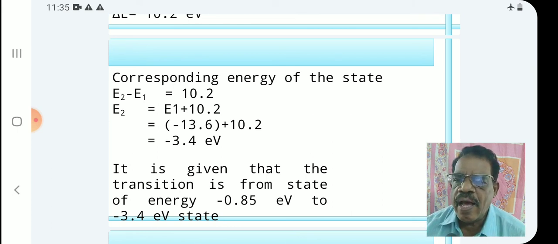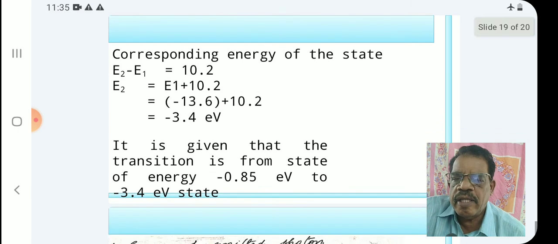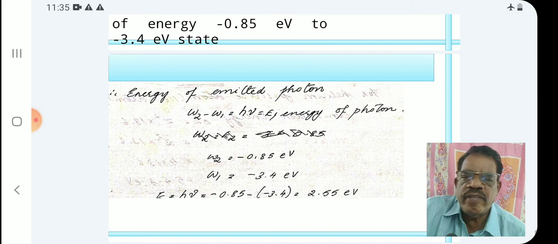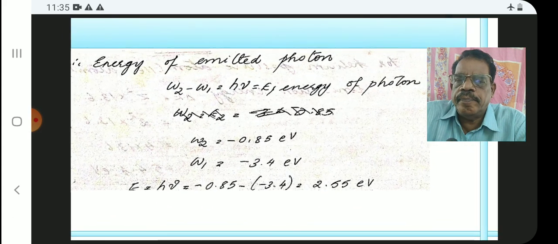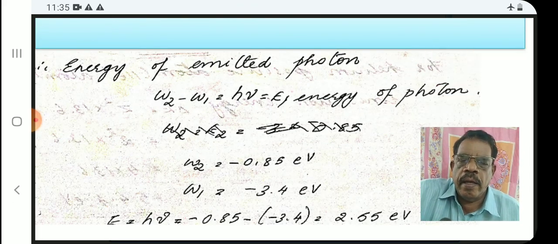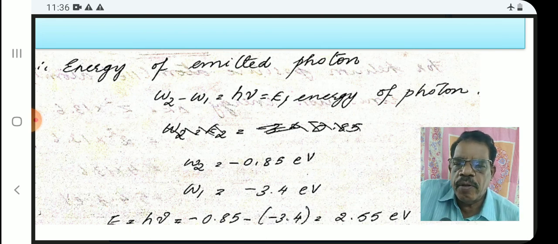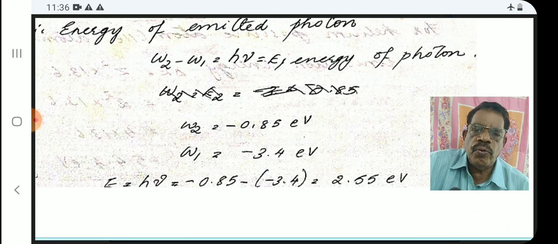It is given that the transition is from the state of energy -0.85 eV to -3.4 eV. -0.85 belongs to the n = 4 orbit. We have to find the energy of the emitted photon. Energy of the emitted photon, W2 minus W1, is h nu. Here W2 minus W1 is -0.85 minus (-3.4), that is 2.55 eV. Let me clarify once more.